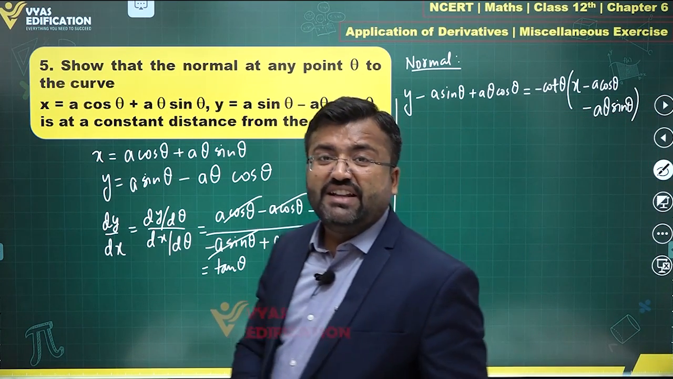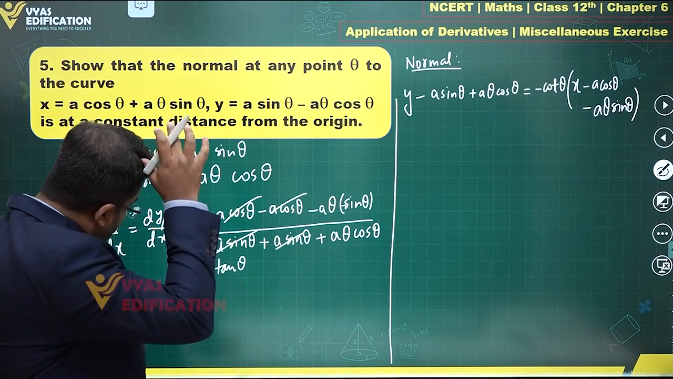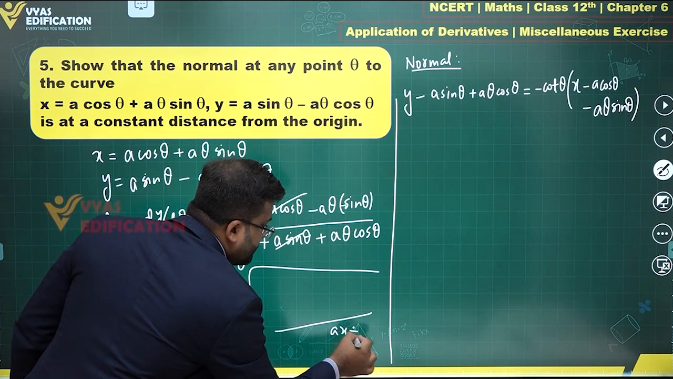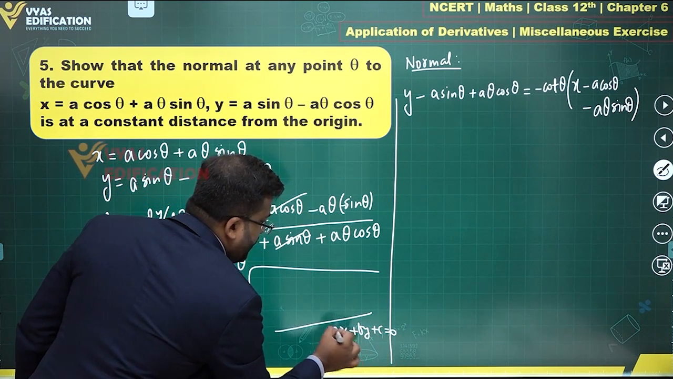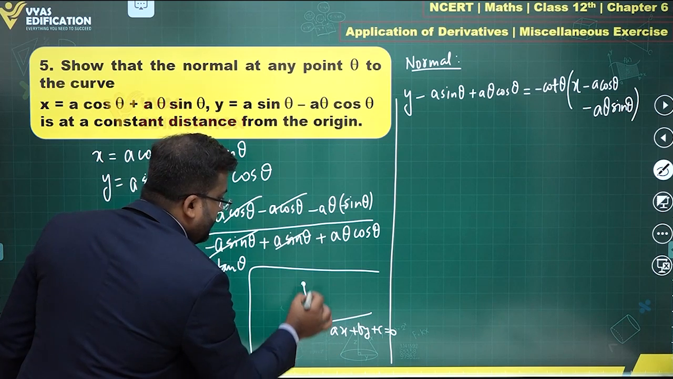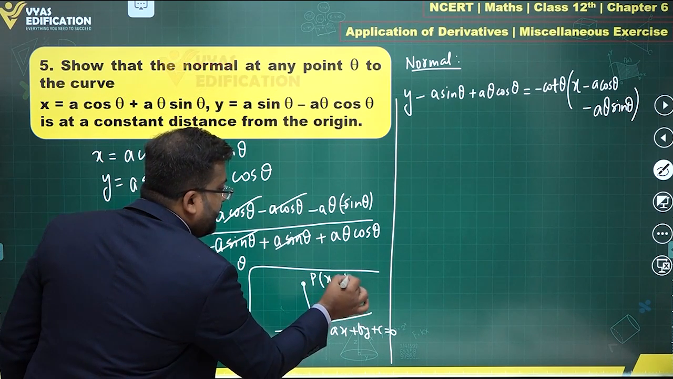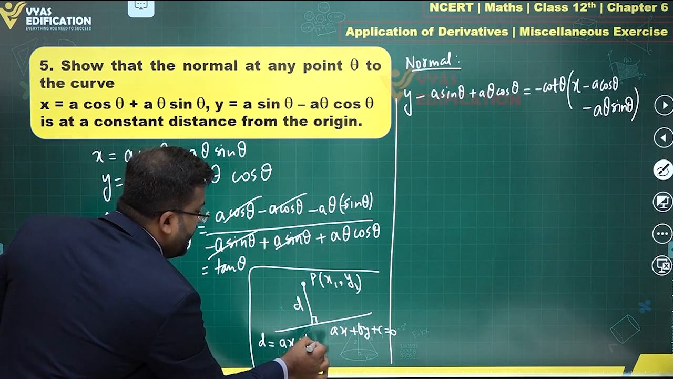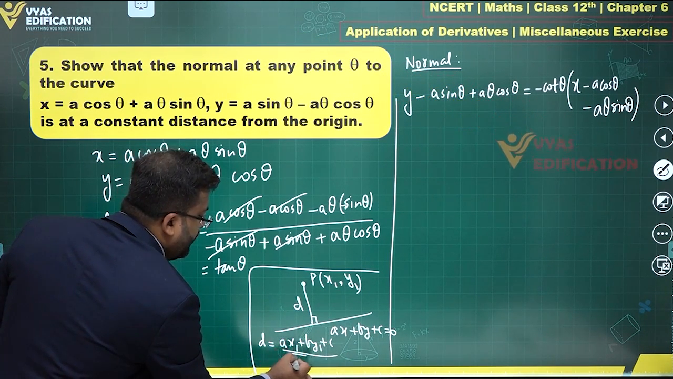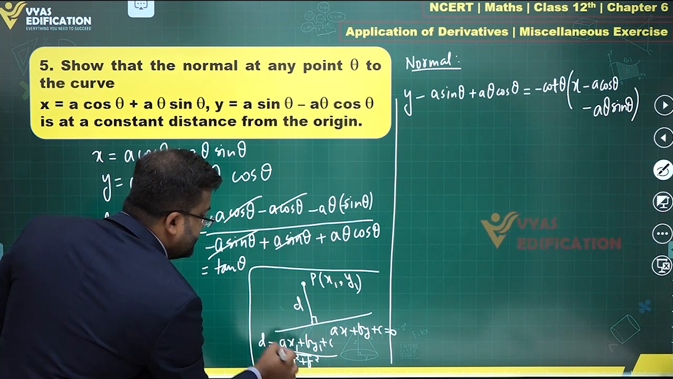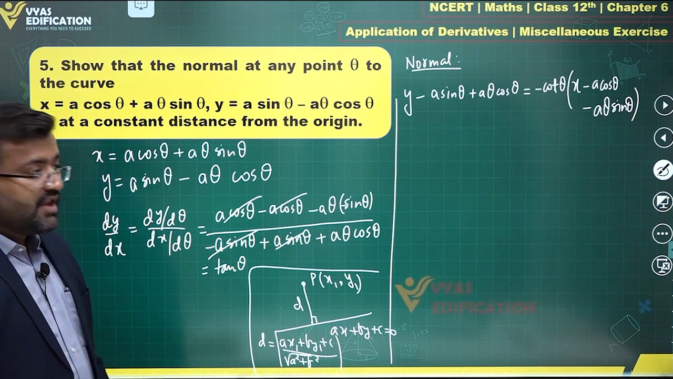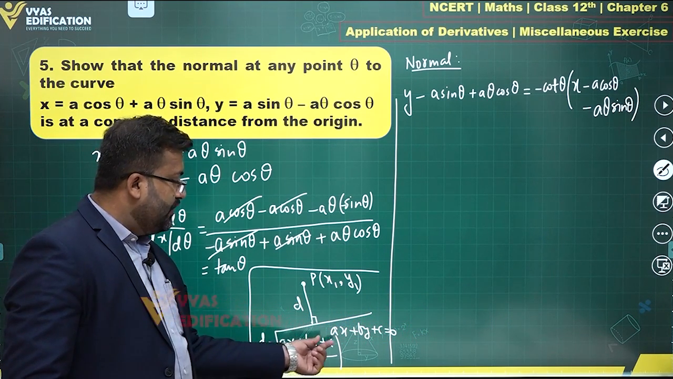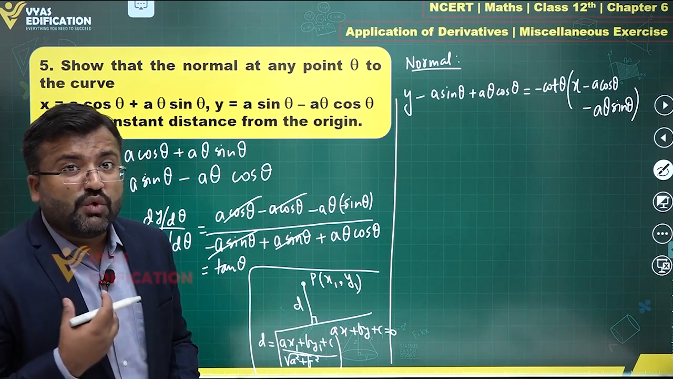We can find the distance of this normal from the origin very easily. What do we need for that? We need this important result. For any line having equation ax plus by plus c equal to 0, the distance from any point P(x1, y1) can be found by this formula: d is equal to the modulus of (ax1 plus by1 plus c) upon the square root of (a square plus b square). This is the result that we should remember. If (x1, y1) is the origin, this becomes modulus of c upon the square root of (a square plus b square), which is what we are interested in.